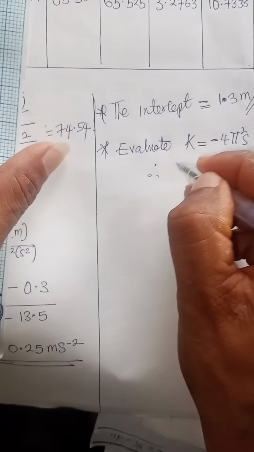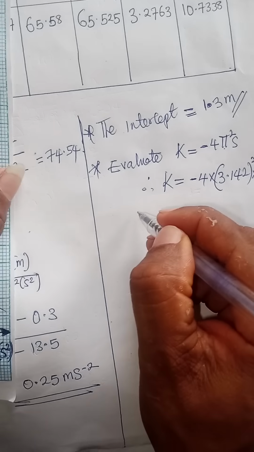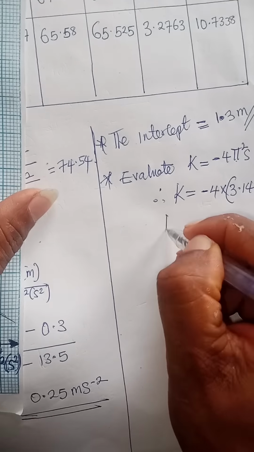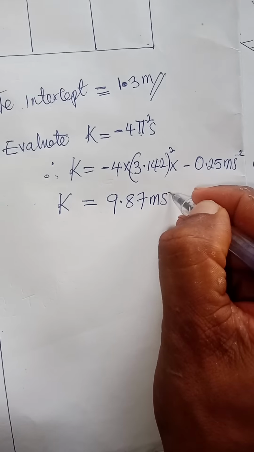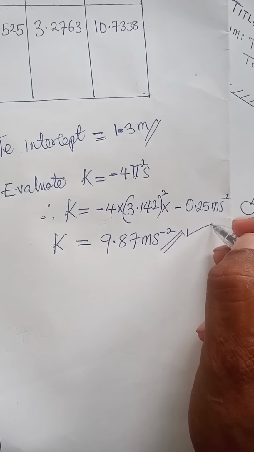Minus 4 times pi, which is 3.142, squared, times my slope, which is minus 0.25 meter per second squared. When you do this, you have your k to be equal to what? Press your calculator, you have 9.87 meter per second squared. This is the value of my k.